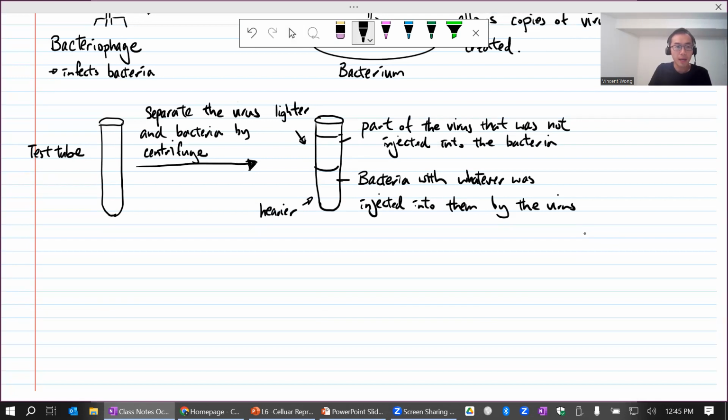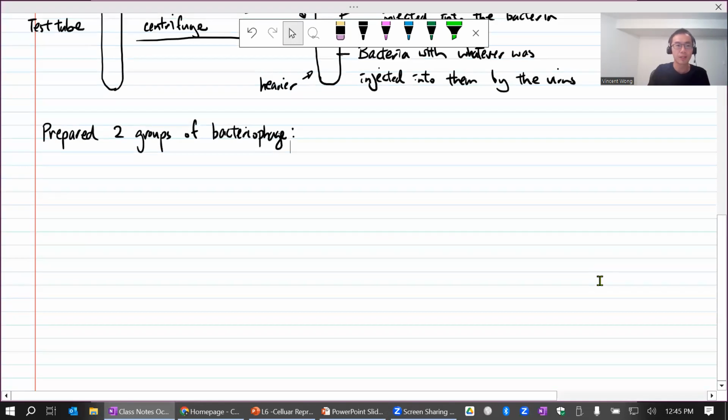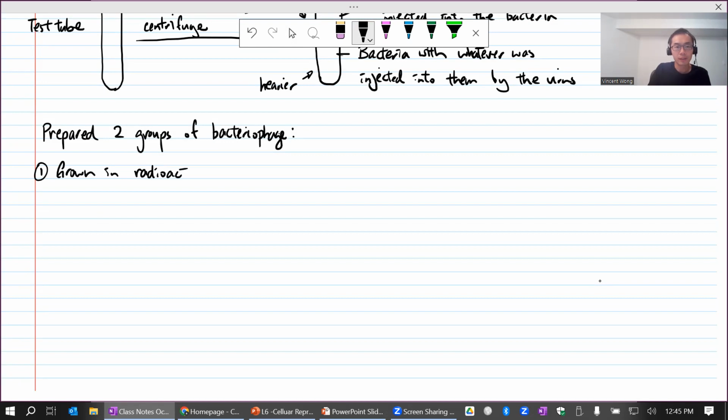So they prepared two groups of bacteriophage. Two groups of bacteriophage. Group 1, these are grown in radioactive sulfur 32. Sorry, 35.